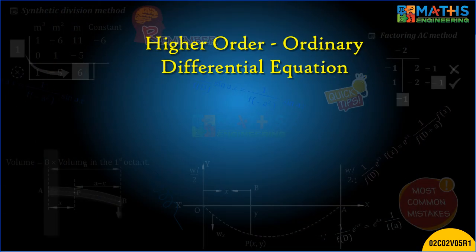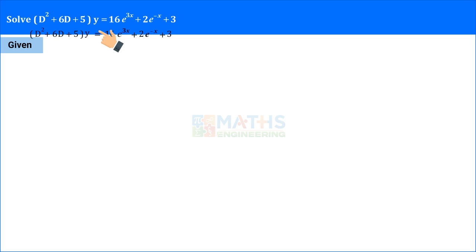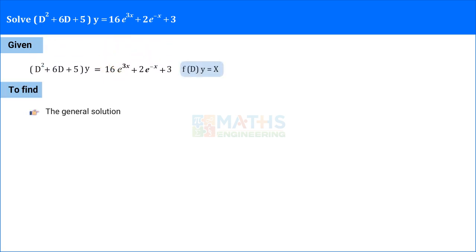In this video, we are going to discuss the solution of higher order ordinary differential equations whose right hand side is of the form e power ax. The problem given here is: solve (D square plus 6D plus 5) of y is equal to 16 e power 3x plus 2 e power minus x plus 3. Let's start from the given equation. We are going to find the general solution of this equation.